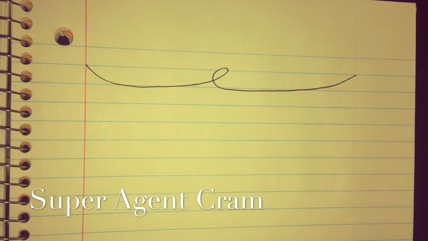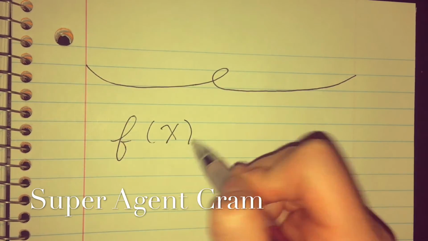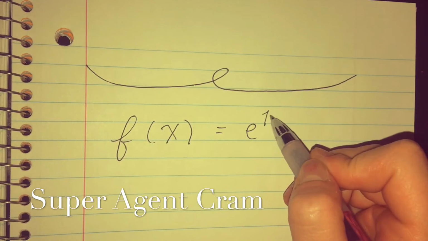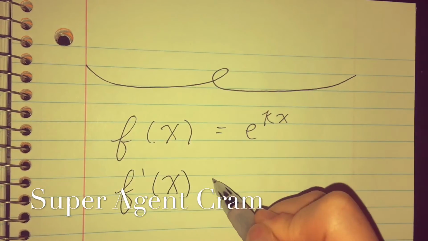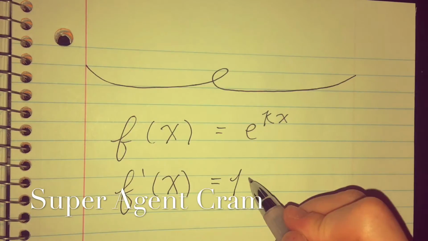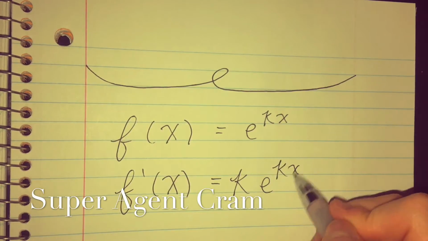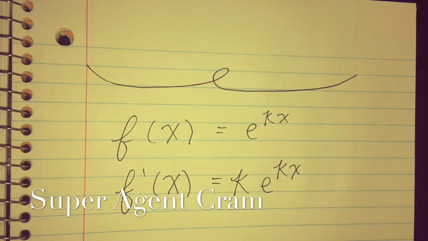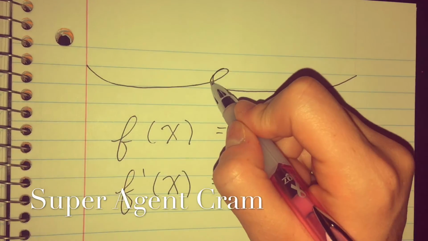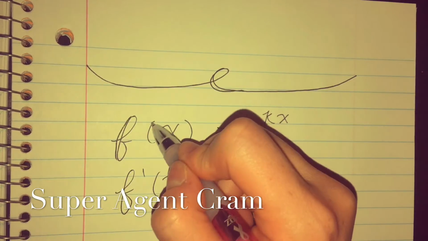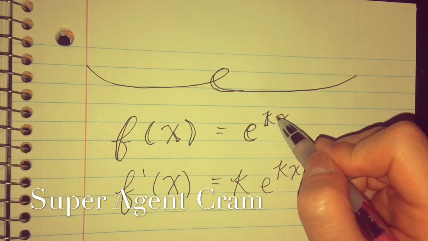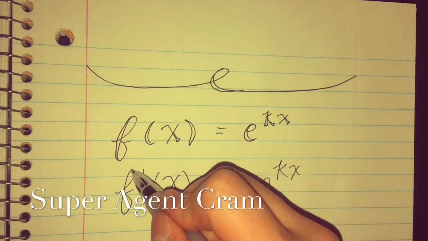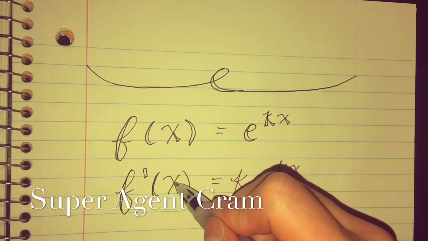The e rule. If you have a function f of x equals e to the a times x, then the derivative of that function is f prime of x equals a times e to the a times x. Essentially, the derivative equals the function whenever the constant is 1, so f of x equals e to the x, and f prime of x equals e to the x.